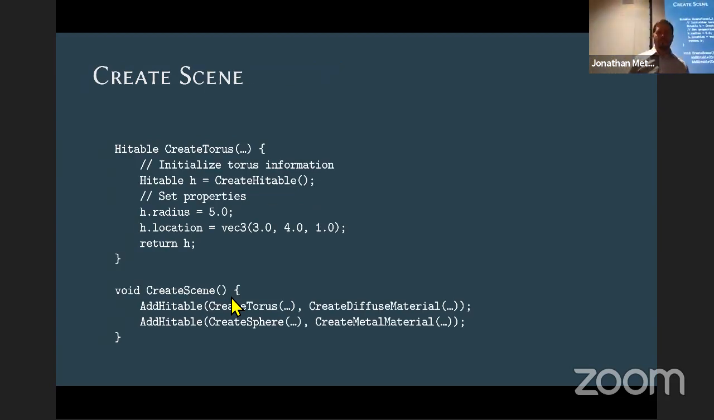All right, so we want to create a scene. We have a function to add a data structure to our list, and it looks something like this, where we might say create a torus. We have a function that creates a torus: we create a hittable, initialize the properties, and then return it. So it's like a factory function. Then when we create our scene, this function basically says, okay, let's add a torus or let's add a sphere and give it these material properties. The dot dot dots mean that it's up to you to specify what information it's going to have.